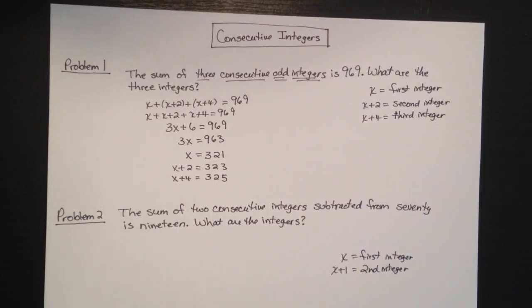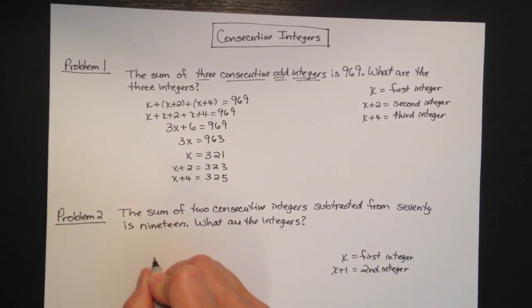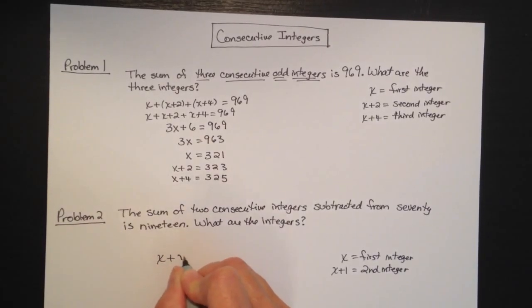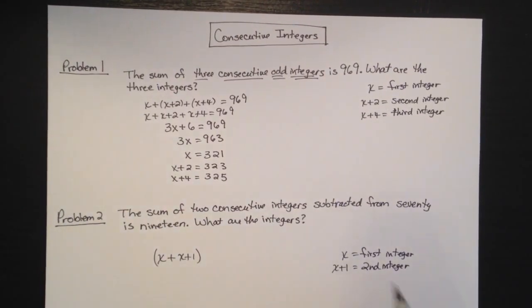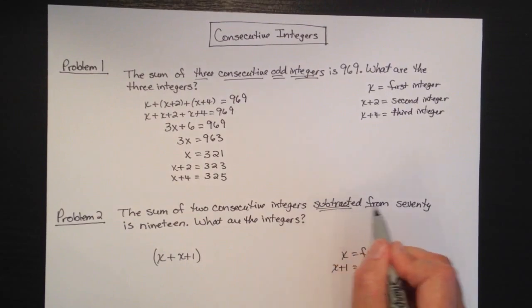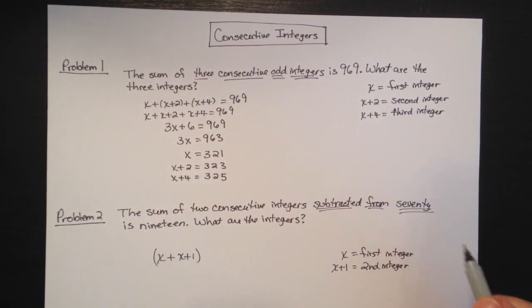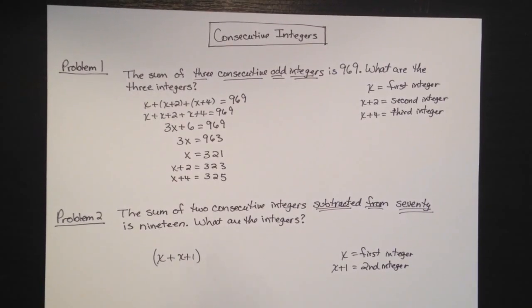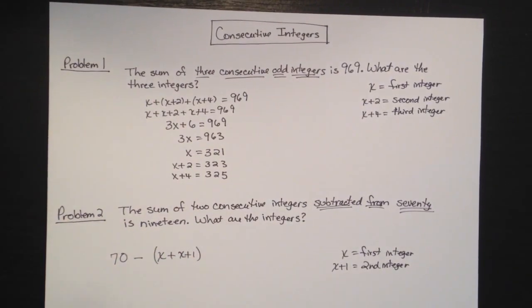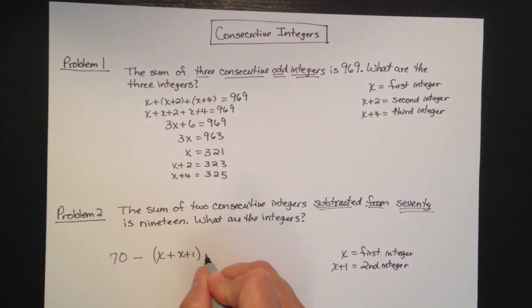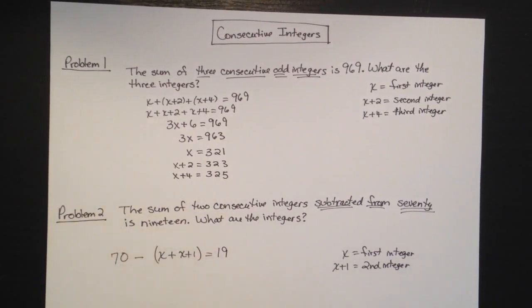So it says the sum of 2 consecutive integers. That looks like this. x plus x plus 1. This is the sum of these 2 integers. Subtracted from, this phrase right here, subtracted from 70. That means that these 2 consecutive integers being added together are going to be subtracted from 70. It looks like this. 70 minus the sum of these 2 integers is 19. Is means equals 19. So this is the equation we have to solve.